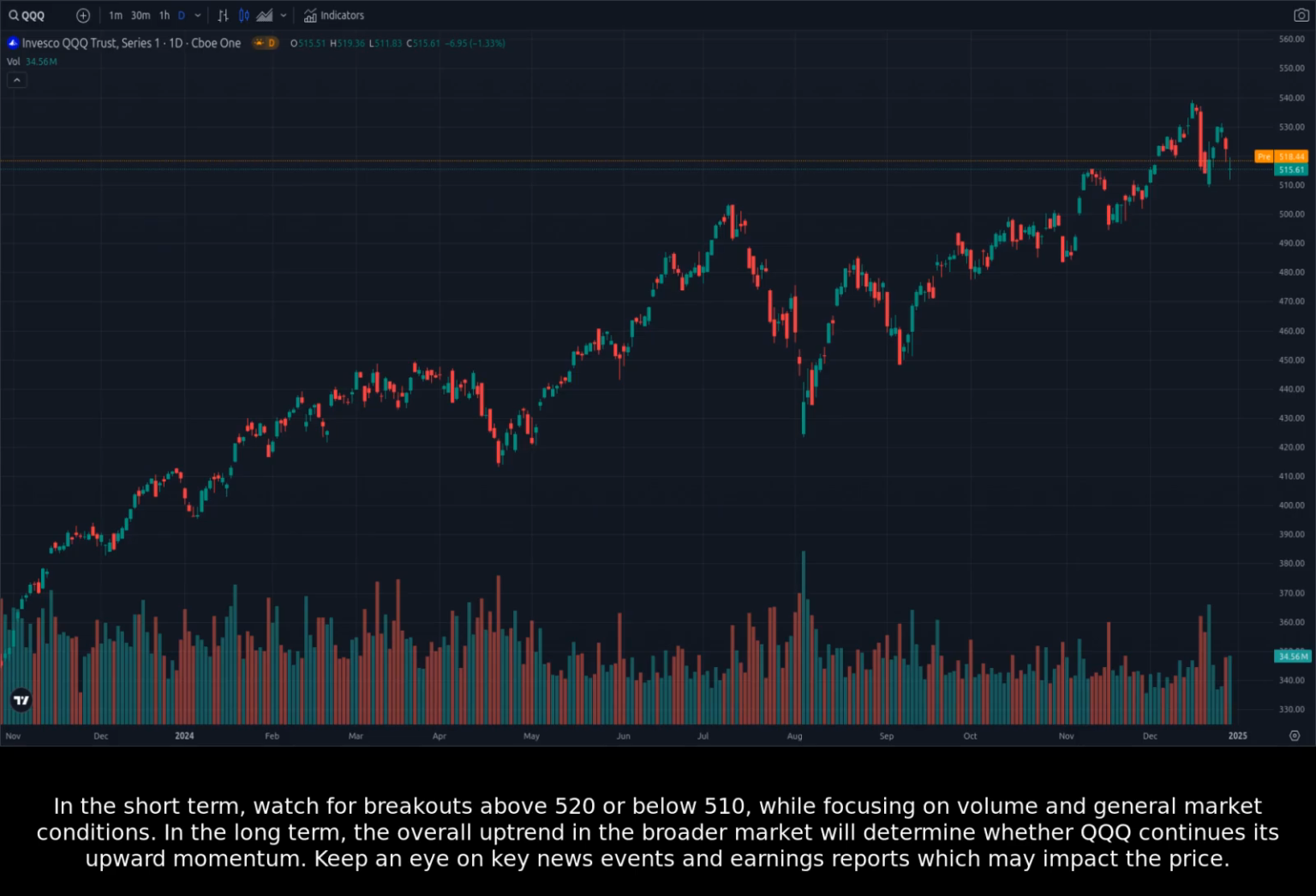In the short term, watch for breakouts above 520 or below 510, while focusing on volume and general market conditions. In the long term, the overall uptrend in the broader market will determine whether QQQ continues its upward momentum. Keep an eye on key news events and earnings reports which may impact the price.